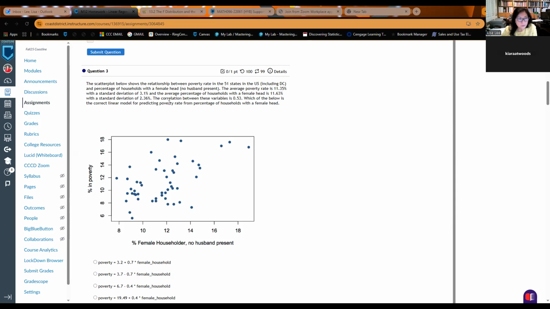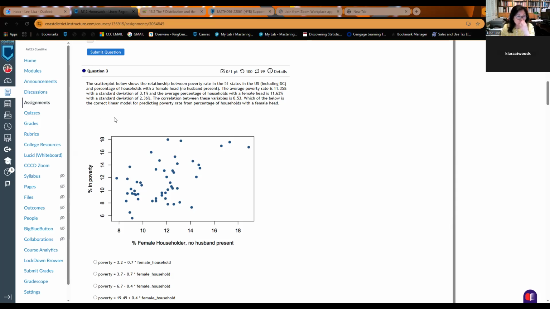They give the standard deviation and the average. The first one is the average poverty, 11.35%, then the standard deviation is 3.1%. So they just give us some idea. And the average percentage of households with a female head is 11.63%, then the standard deviation is 2.36%, and the correlation between the two variables is 0.53.